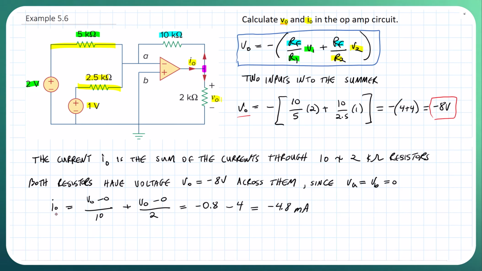So now we solve for I0, and then we solve for V0. And that's how you do a quick calculation using a summer with two inputs to figure out what the voltage is at the output and the current at the output.